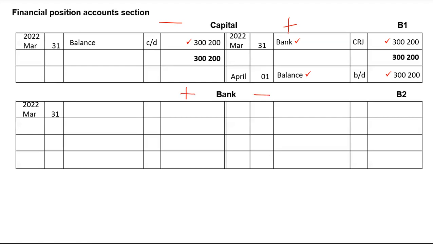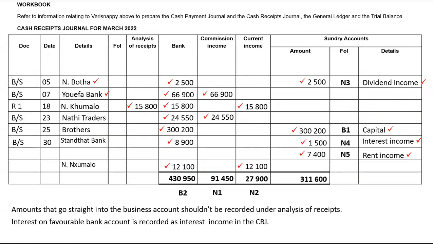Now you will write total receipts. So bank will always be in this way. Total receipts on the debit side, this amount must come from the CRJ. Where will I get this amount and what am I talking about? When you go to the CRJ, you will simply go to the total of your bank column, which is this 430,950. Because it's money that came in, that is the total amount of money that came into your bank account for the month of March.